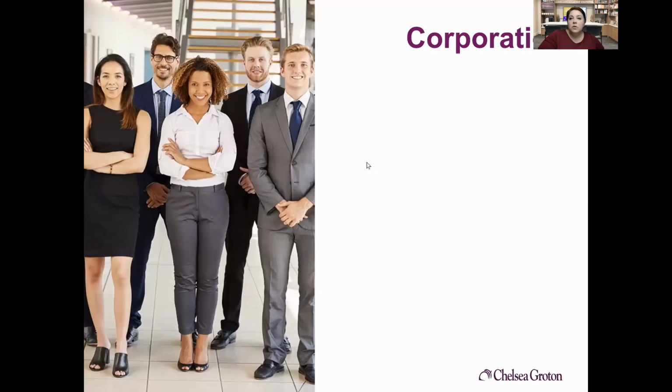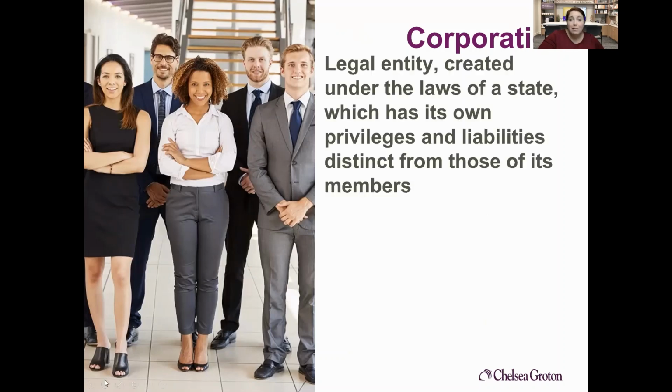So the other one is a corporation. There's two kinds of corporations: a C corporation and an S corporation. A corporation is basically a legal entity that's created under the laws of the state, which has its own privileges and liabilities distinct from those of its members. So there's a C Corp and an S Corp.